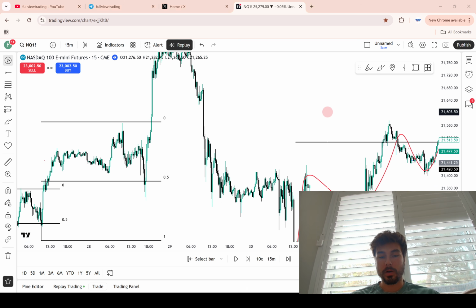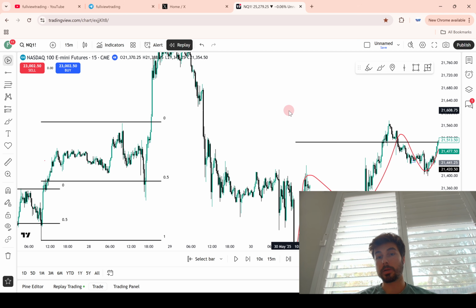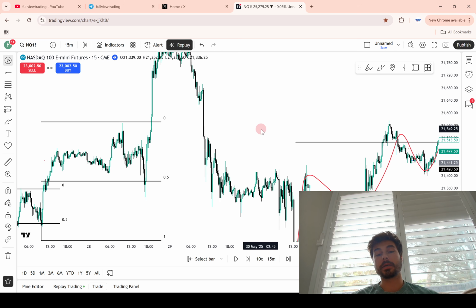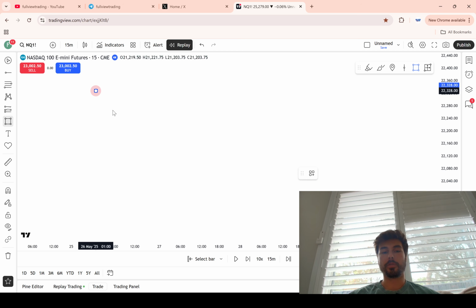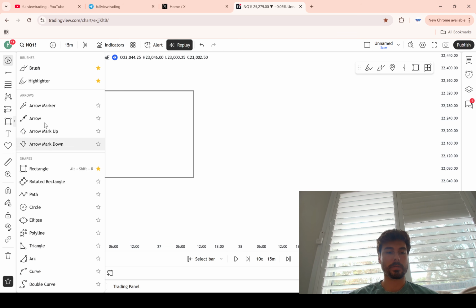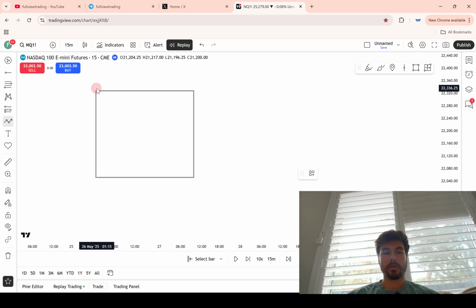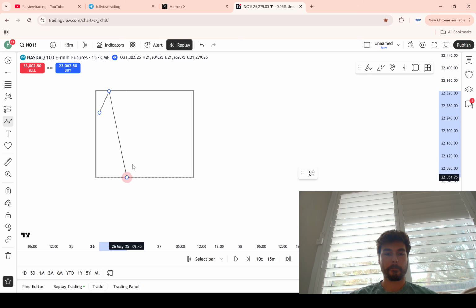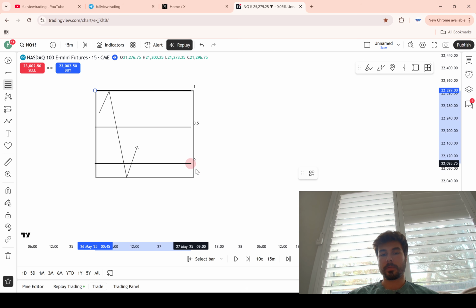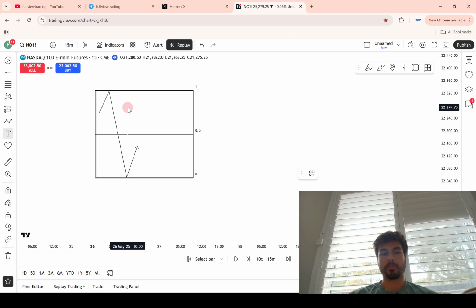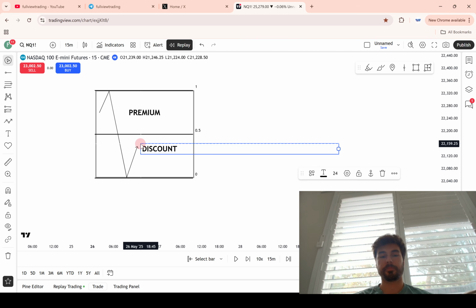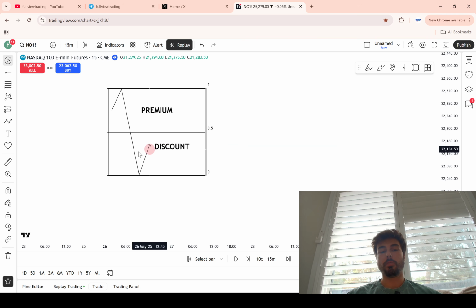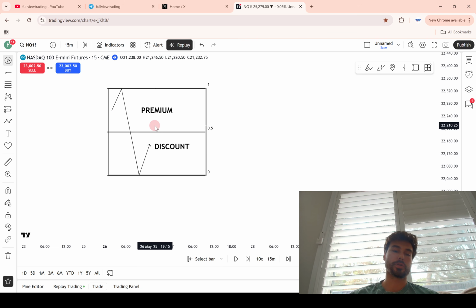So, a bit of a longer video today, but I thought I'd talk about dealing ranges in a little more detail. You need to understand the concept of premium and discount. Just to recap, when you've got a range like this, we'll do the equilibrium like that. Anything above is premium. Anything below is discount. Essentially, when you're in discount, you look for a long. When you're in premium, you look for a short.